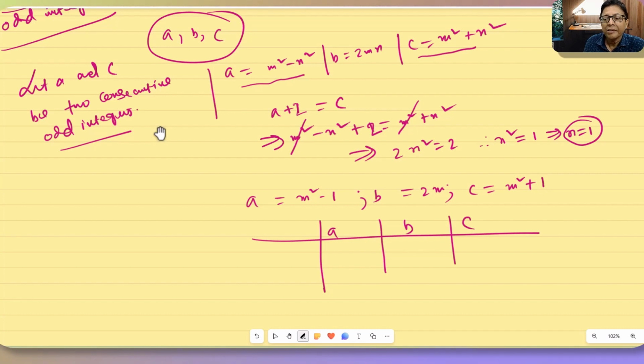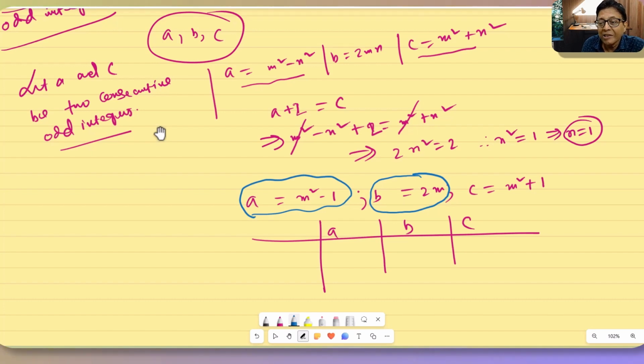You don't take m equal to 1, because B is always even. You can see that B equals 2m, no? So B is always even here, so this A has to be odd. B is even, C is always odd. So what value of m will you start with? We take m equal to 2. Then A is m square minus 1. This is 3, 4, 5. We got the first one.